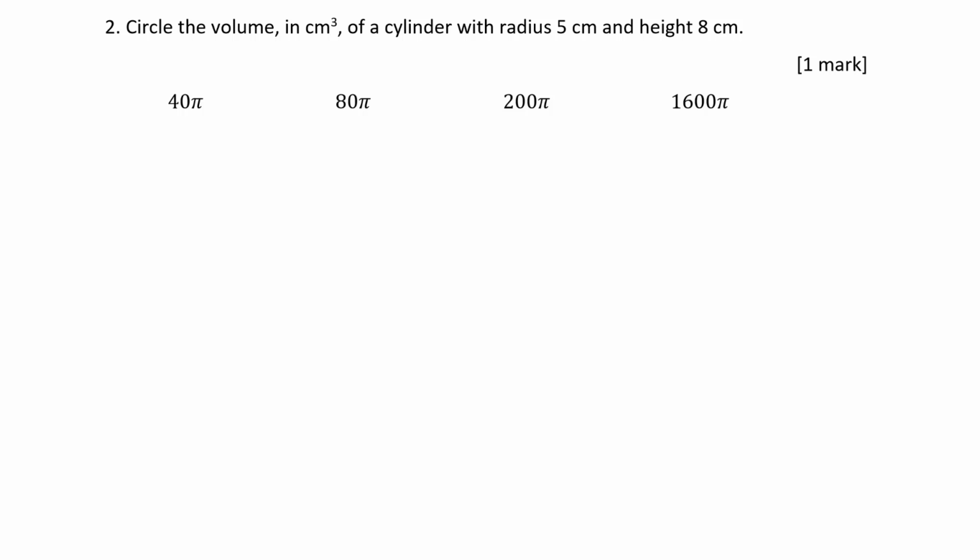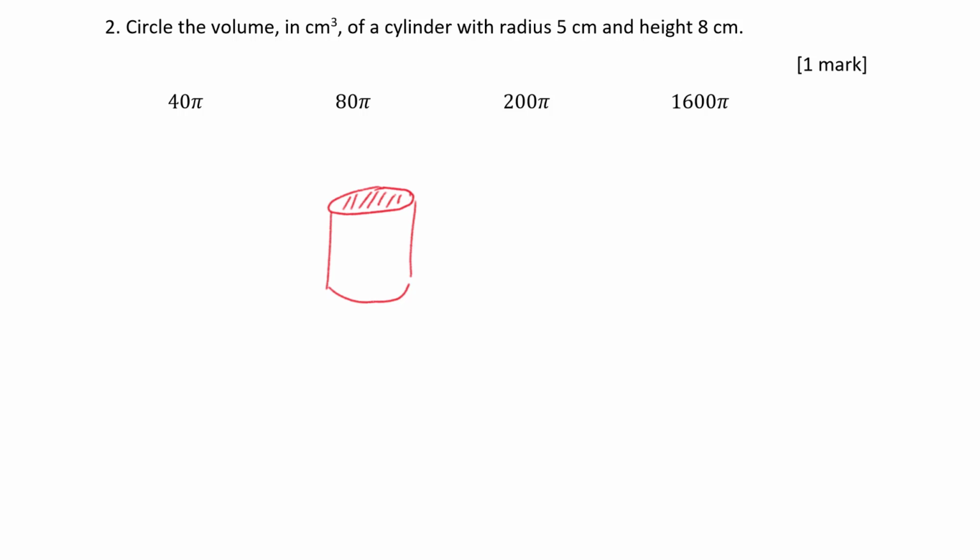Question 2. Circle the volume in cubic centimeters of a cylinder with radius 5 centimeters and height of 8 centimeters. Okay, now a cylinder is a circular prism, and the volume of a prism is its cross-sectional area times its length or its height.